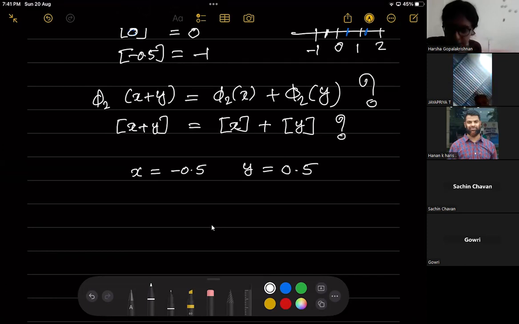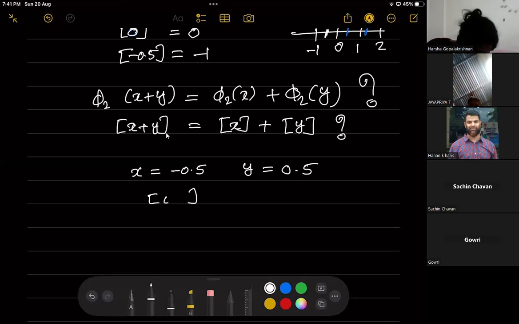Okay, just let us check this, whether it will work or not. So here x plus y is minus 0.5 plus 0.5. That means it is equal to 0. Greatest integer of 0. 0 is an integer, so greatest integer of 0 is 0 only. So greatest integer of x plus y equal to 0.